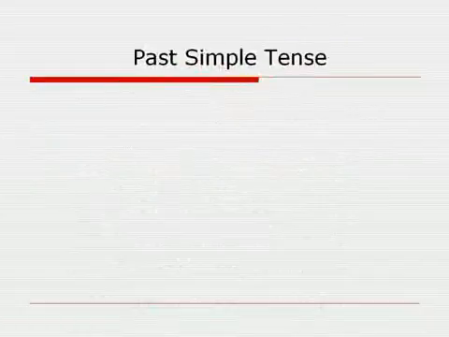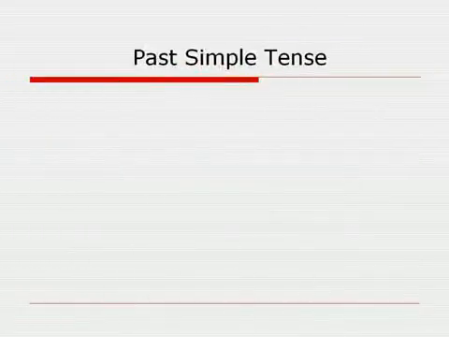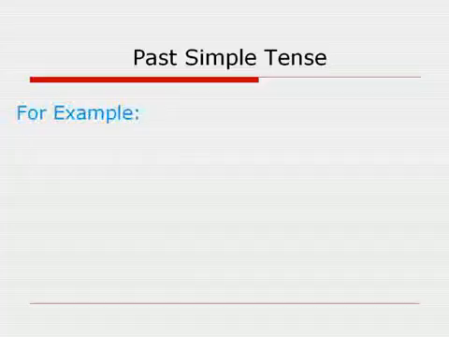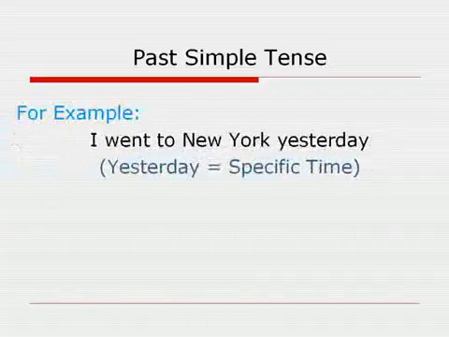But before we start present perfect tense, I would like to tell you something about past simple tense. You may already know how to use past simple tense, and it is very important to be aware of it, because for learning present perfect tense you must know what past simple is. You know that we use past simple tense for the actions that were completed in the past at some particular time. For example, I went to New York yesterday.